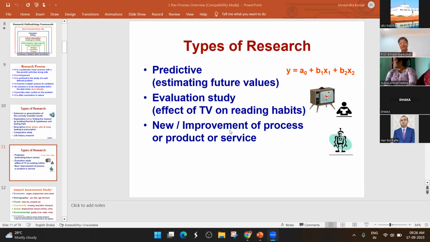Then next is the improvement of the process of a product or service. Now the products are being produced by different companies, how they are improved and how they are increased in the markets. For that, based on analytical study, there are some analysts who are discussing all these things.